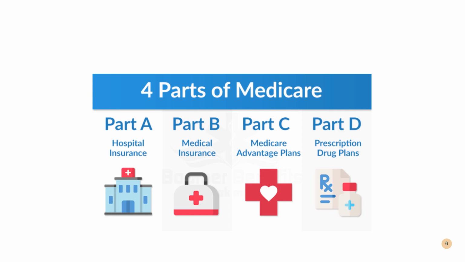These are the parts of Medicare, that is hospital insurance. As said, Part B is medical insurance, and they have been included with Medicare Advantage plans, and Part D is with the drug plans that has been recently upgraded.